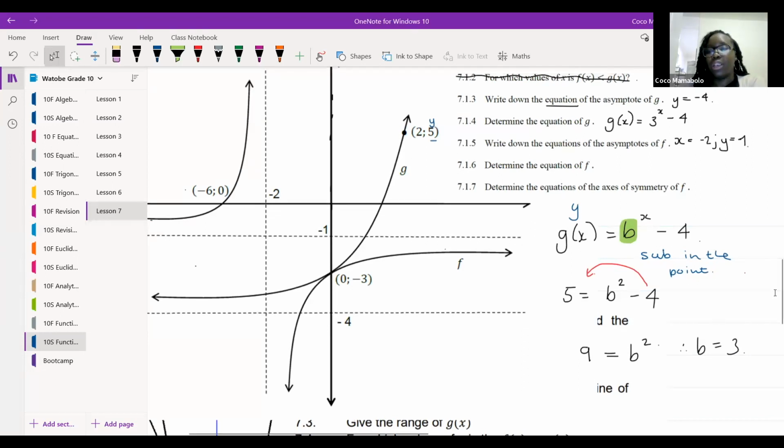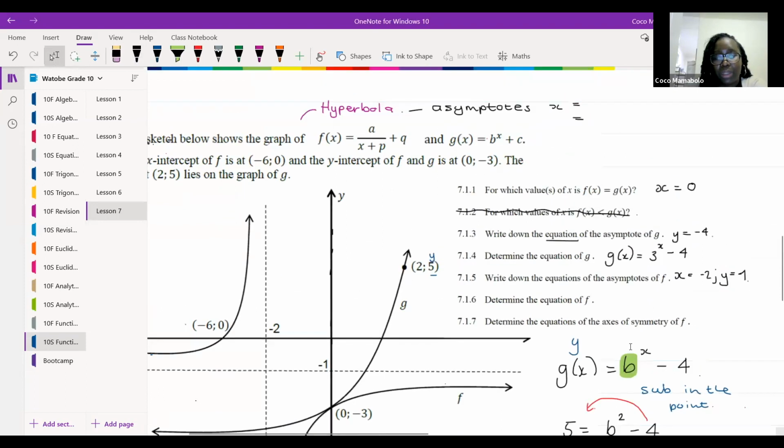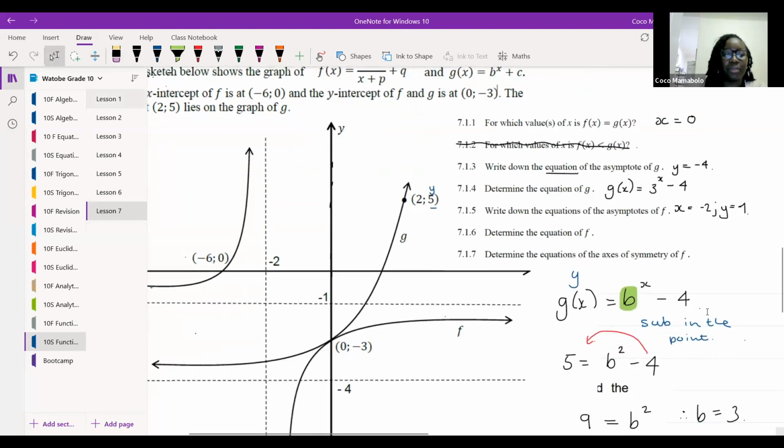Oh, no, my sweetie. Listen, okay. When we were doing this over here, I know that B was squared, but we were only looking for the value of B. The function of the graph isn't actually B squared, my sweetie. The function of the graph is B to the power of X. The only reason it was squared is because we were trying to solve for B. But once we figure out what B is, we need to put the X back. Oh, okay, ma'am. All right, my sweetie. I hope that makes sense.